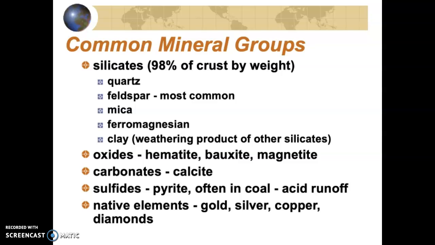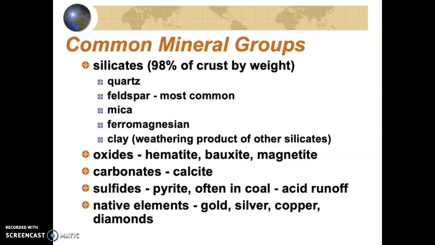The carbonate minerals include a mineral called calcite, which is a very common mineral at the Earth's surface. And a lot of calcite is actually made by living organisms. Coral and clams, for example, both use calcite to make their shells.